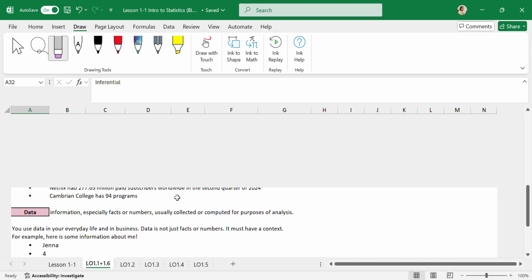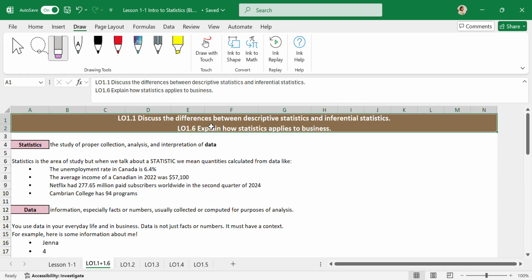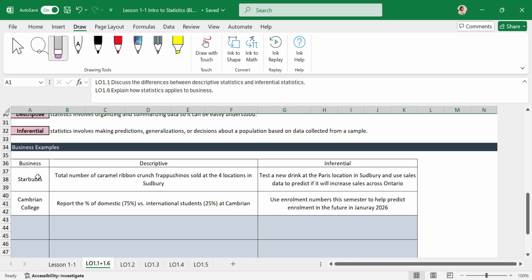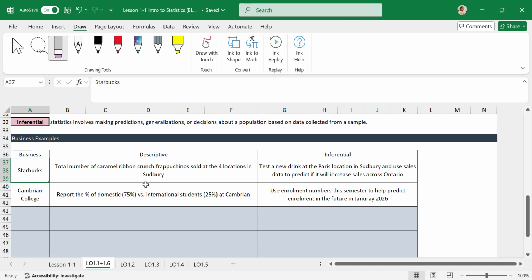The last part of the learning objective that we said we were going to talk about in this sheet wasn't just the definition of statistics and descriptive and inferential, but also how statistics applies to business. So I have a couple of examples of businesses that you might be familiar with and different ways we could apply statistics. So Starbucks, it's a company that's famous for its coffee. We're going to talk about how you could apply descriptive and inferential statistics.